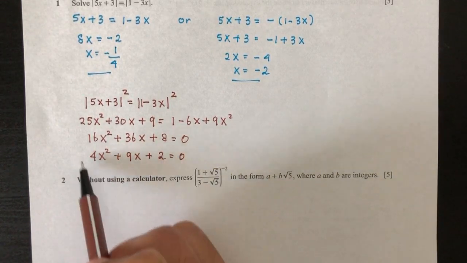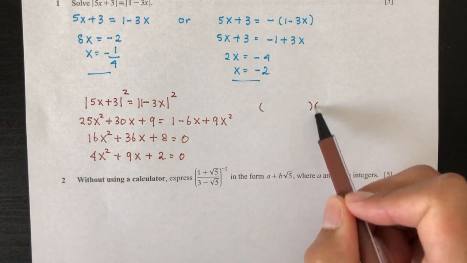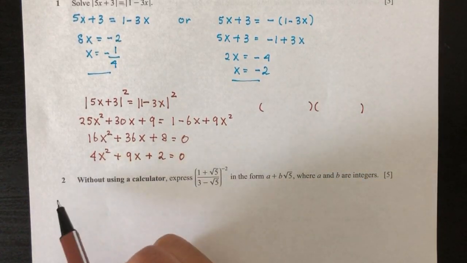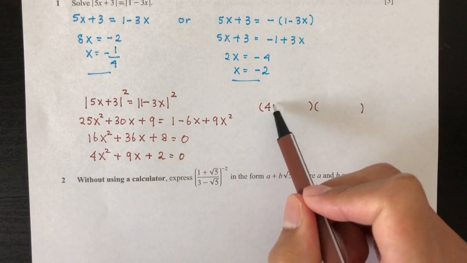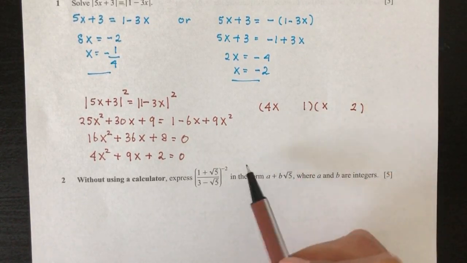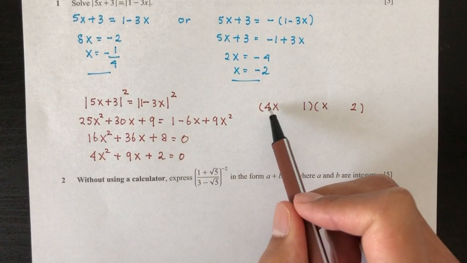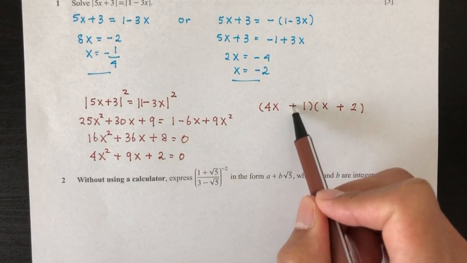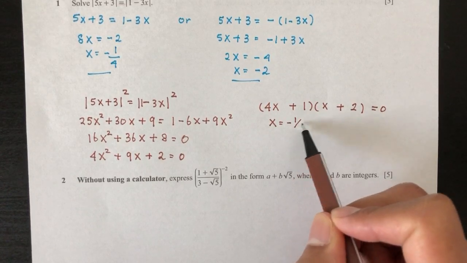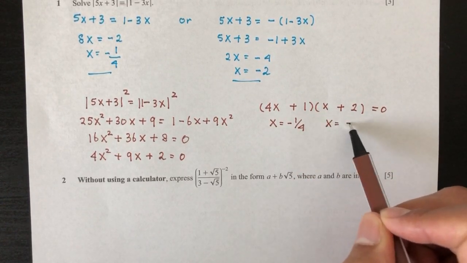So let's try to factorize this one. You will have two brackets, since you have x squared. So what is 4? 4 is 4x times x, 2 is 2 times 1. For us to get plus 9, we have to have plus 8 and plus 1. Okay, so x is equal to minus 1 over 4, x is equal to minus 2.